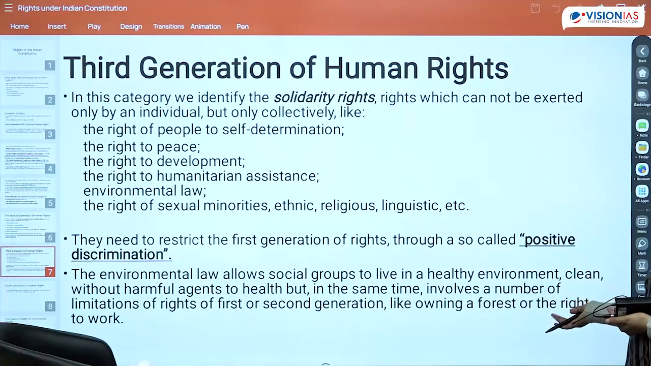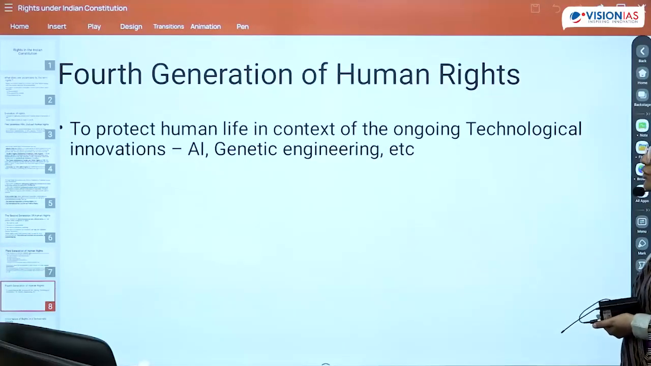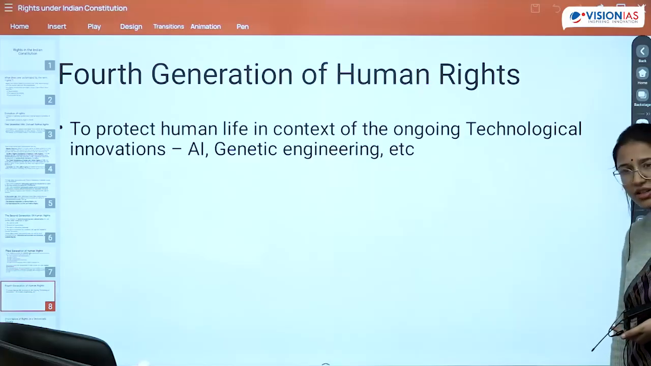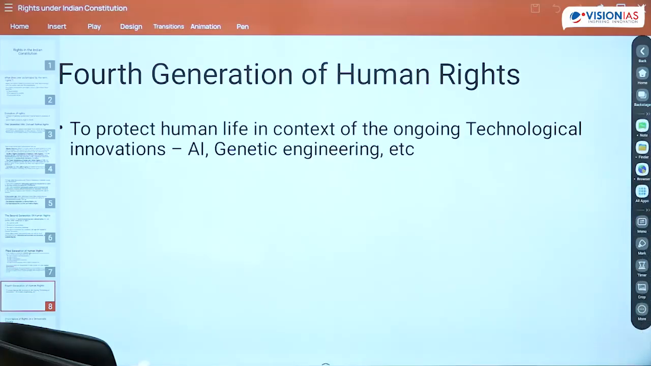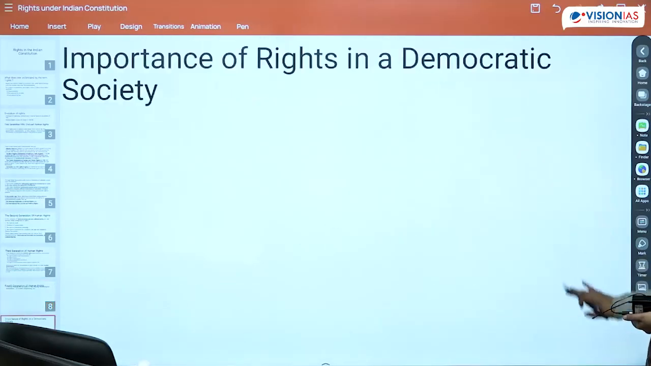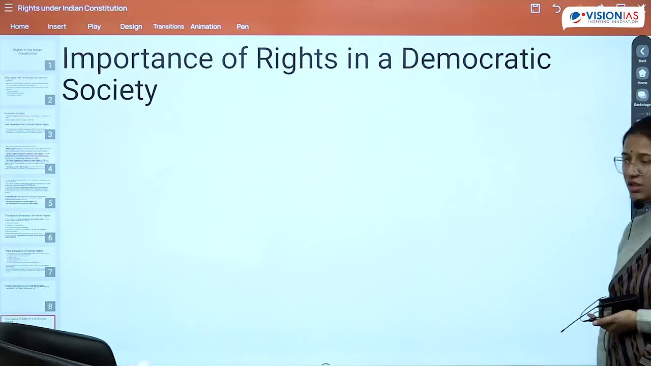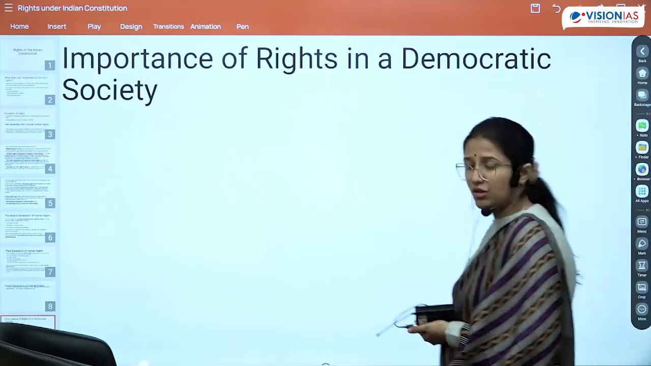Basically they put some restriction on first and second generation rights. And fourth generation human rights arise in the context of ongoing technological advancements such as AI, genetic engineering, the cyber field, fast technological development. All such are examples of fourth generation human rights. Okay, so you should just know first, second, third, fourth generation of human rights. Fine. Next is the importance of rights in a democratic society.